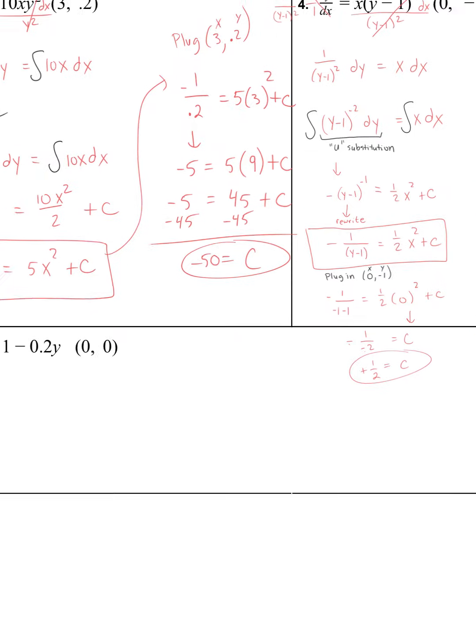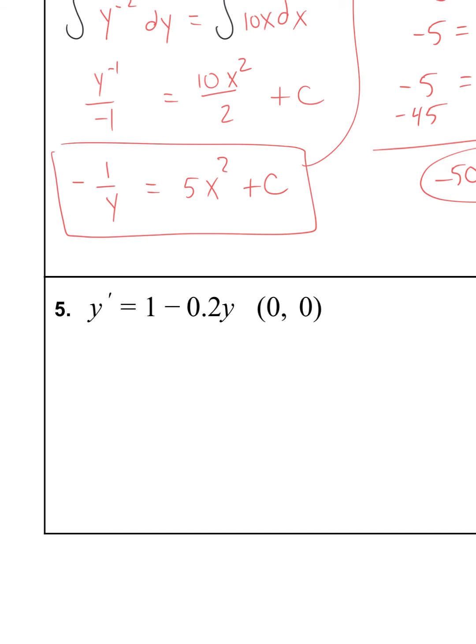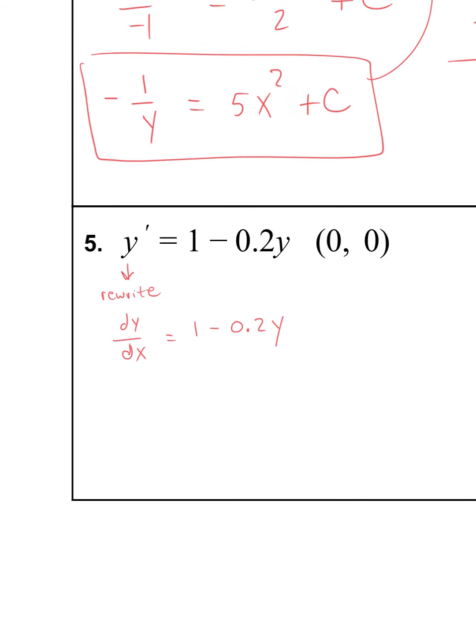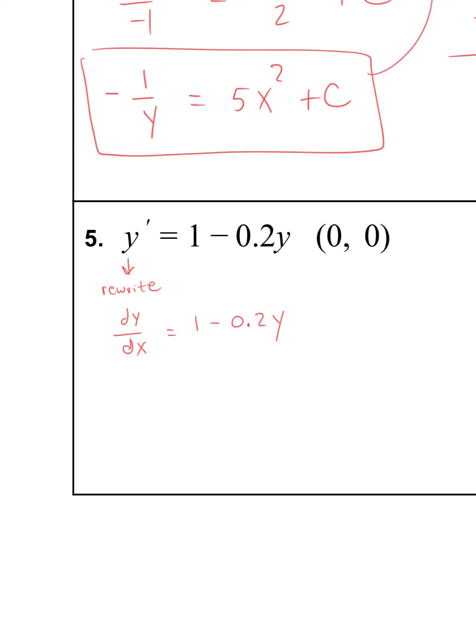Okay, last one. The first step is to rewrite this left side because we don't have any differentiables up there. So y prime is the same as dy over dx. So rewrite that, and then the right-hand side comes down, so that's 1 minus 0.2y.